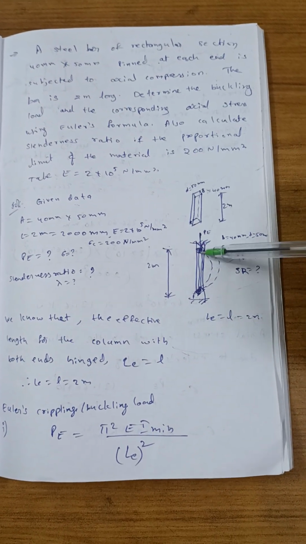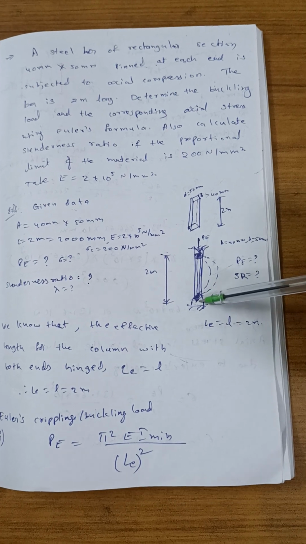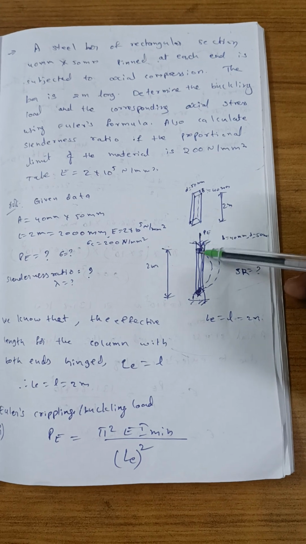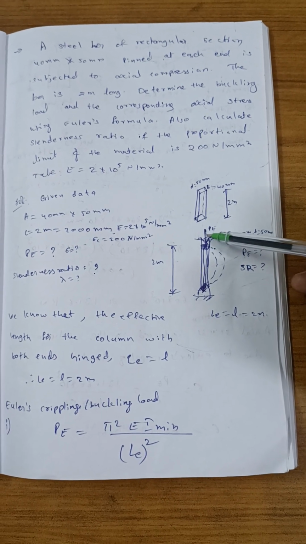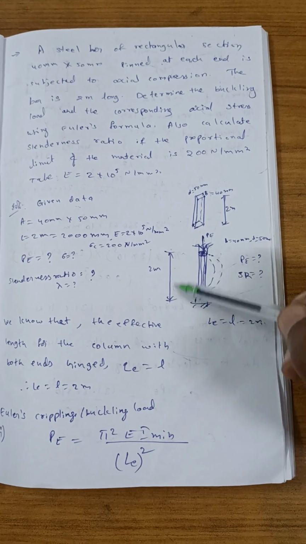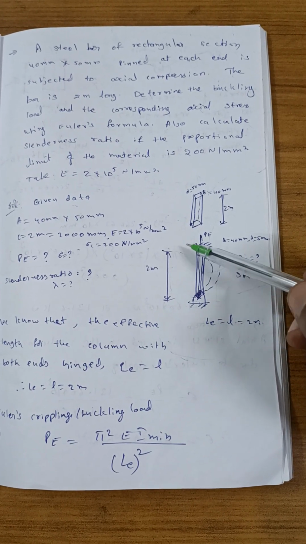At each end it is hinged, at the top and at the bottom, and is subjected to axial compression. The bar is 2 meters long. What is the length? 2 meters. Determine the buckling load and the corresponding axial stress.